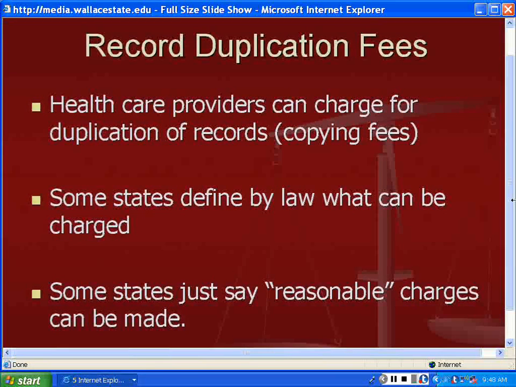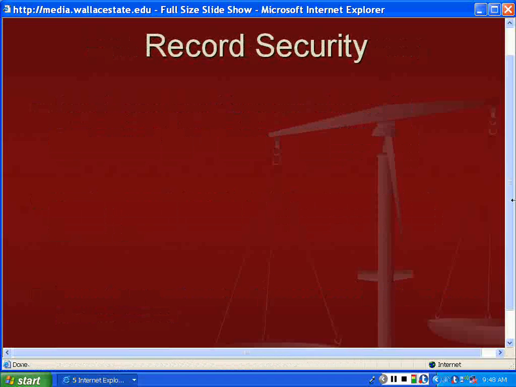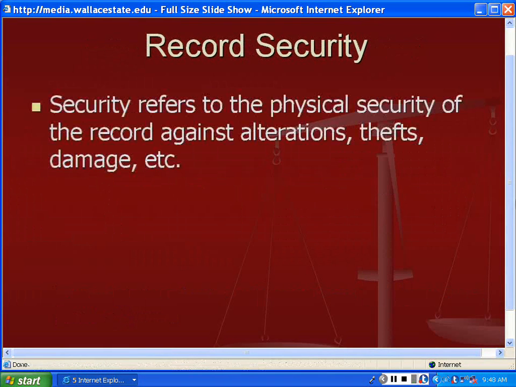Now let's briefly look at record security. This is something that, in the new edition of the book, is not referred to, but I want to bring it to your attention. There are a lot of things about the HIPAA security rule, but in particular, when I'm talking about access to records, sometimes access doesn't mean that we're making copies. Sometimes access means that people come into our department and actually view a record.